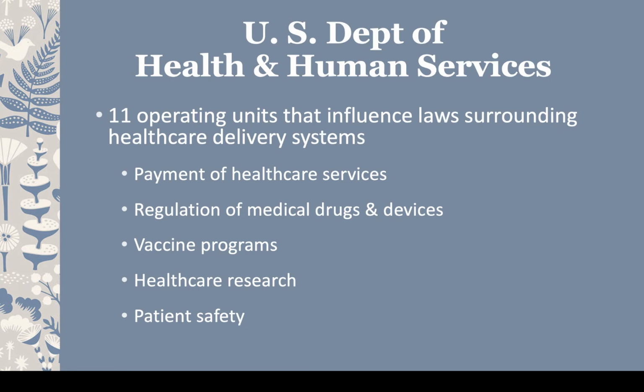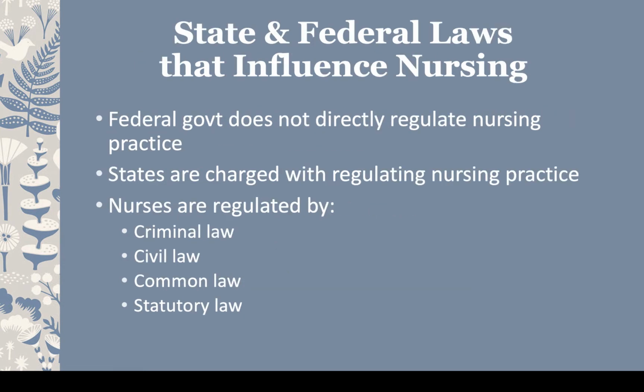So we're starting with federal laws that influence our practice, and that starts with the U.S. Department of Health and Human Services. There are 11 operating units that influence laws surrounding healthcare delivery systems, and here are the 5 main domains, and we'll just go through them briefly. Payment of healthcare services, regulation of medical drugs and devices, vaccine programs, healthcare research, and patient safety.